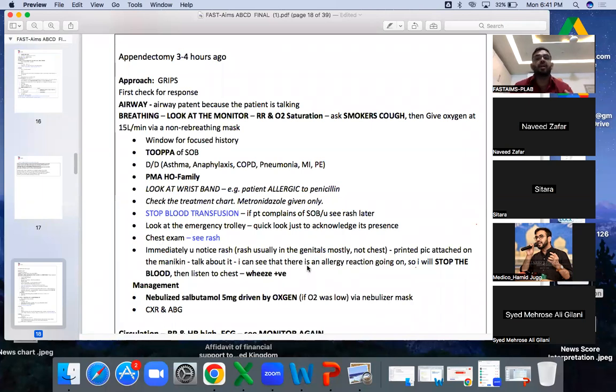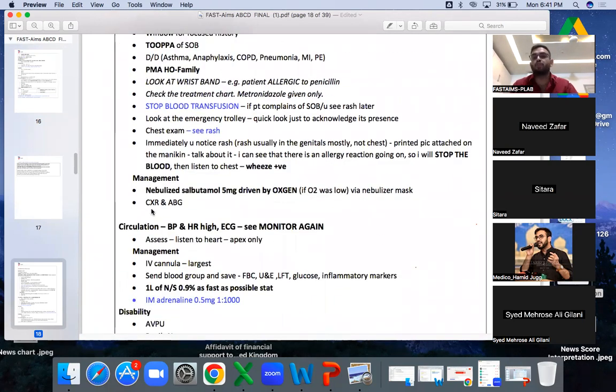Then the other part is your management. You have given the oxygen. After oxygen, if it is not getting better, you will give what? Salbutamol, similar to the asthma patient. I'm not going to explain it. Through which mask? Nebulizer mask. Same as the asthma patient scenario, you will manage it by giving salbutamol. They have checked your breathing; now they are going to check your circulation. Then again, you will send an X-ray and ABG.